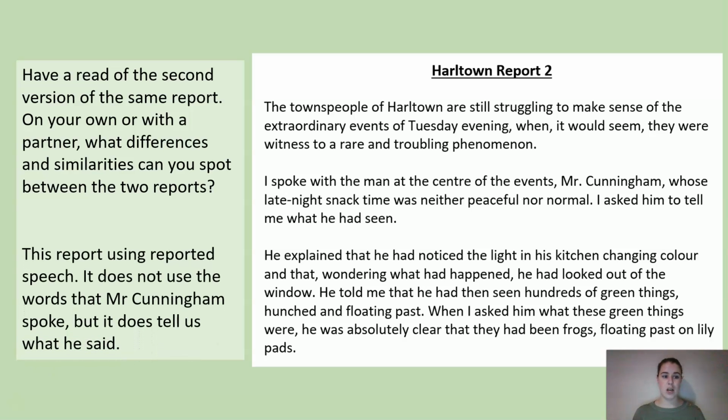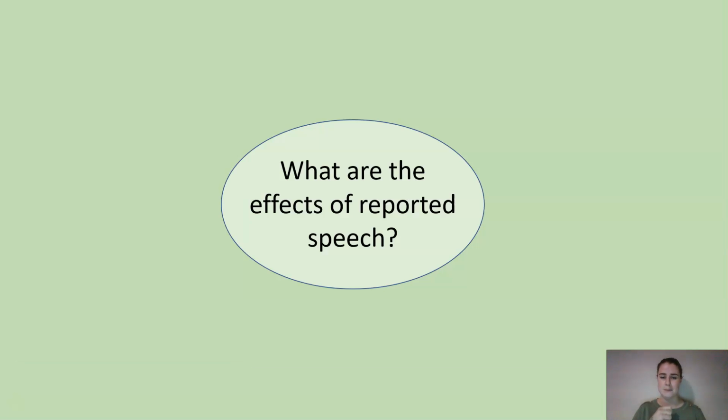So the main thing that I've noticed is that this report, the Hull Town Report number 2, uses reported speech. I can't find any speech marks in there or any quotes that somebody has said. It is also a lot shorter. Now this one, because it doesn't use direct speech, means it uses reported speech. So it doesn't use the direct words that Mr. Cunningham spoke, but it does tell us what he said. So this is the skill that we are going to be looking at for our lesson today.